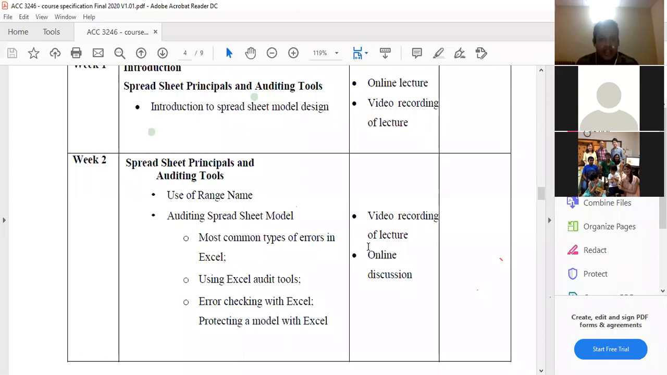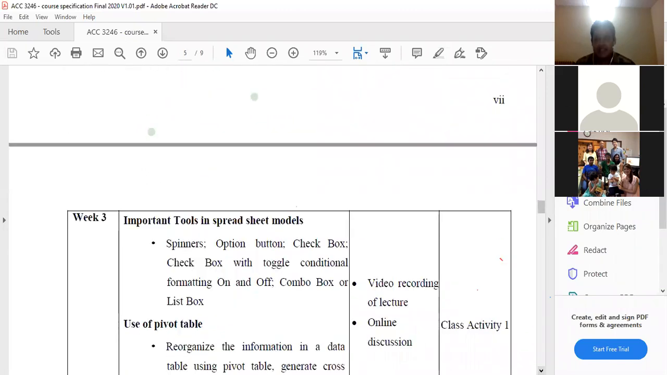So in week 2, we are not going to have an online discussion. In week 2, you only have the video recording of the lecture, but I will be giving some class activities which you are supposed to try. Then that would be discussed in the next class. Therefore, from week 3 onwards, we'll be having online presence, right?